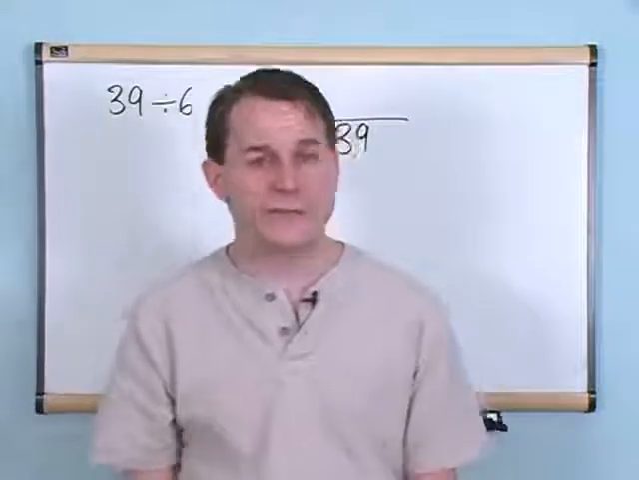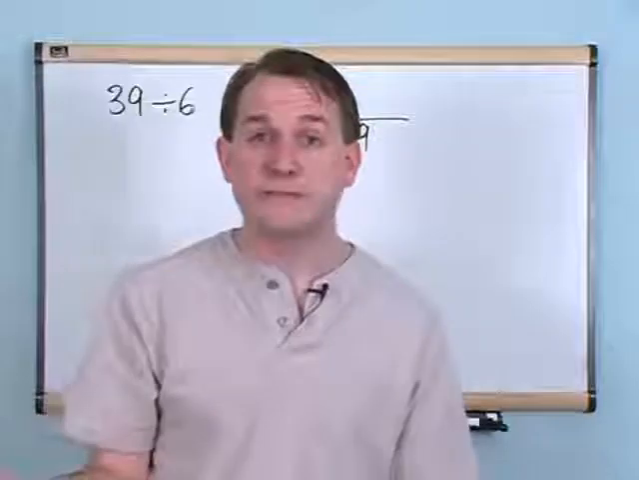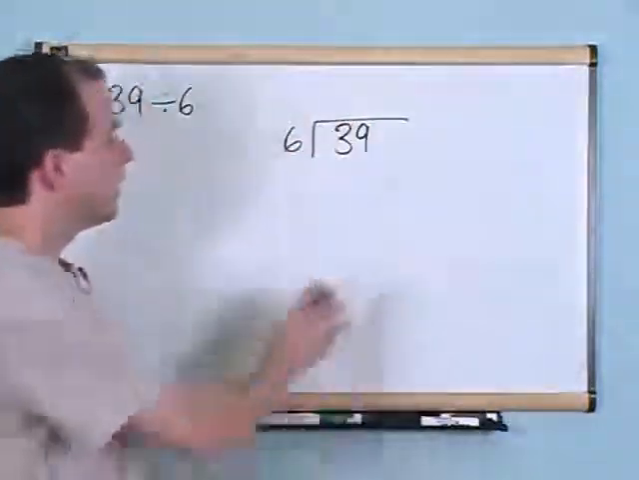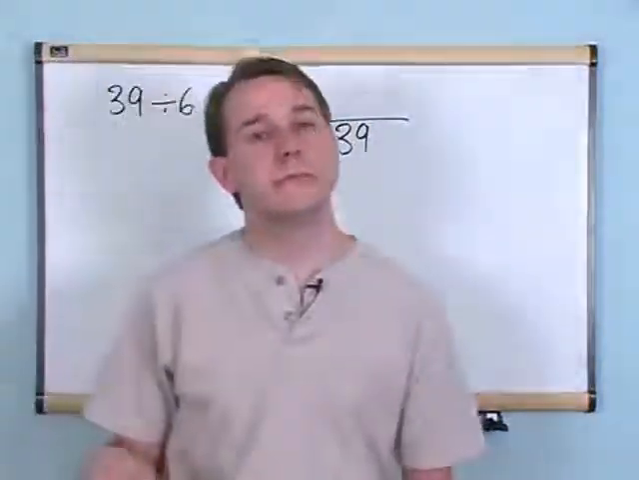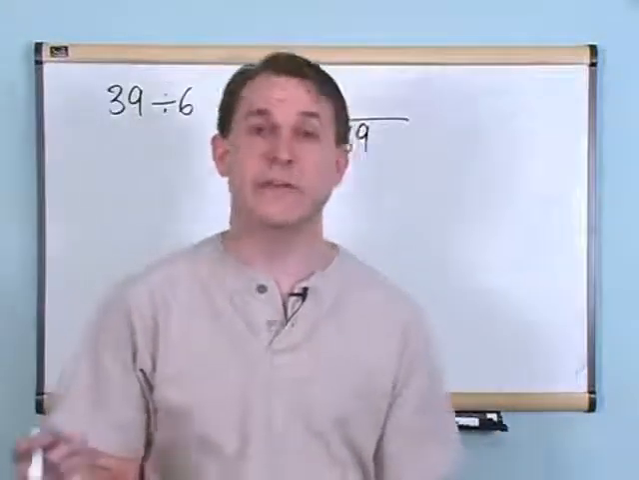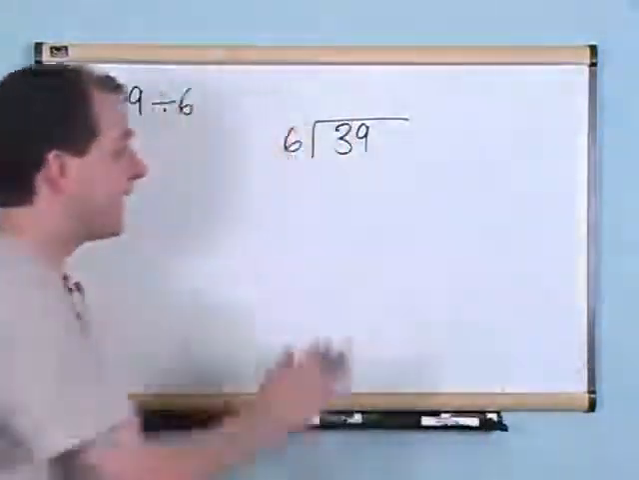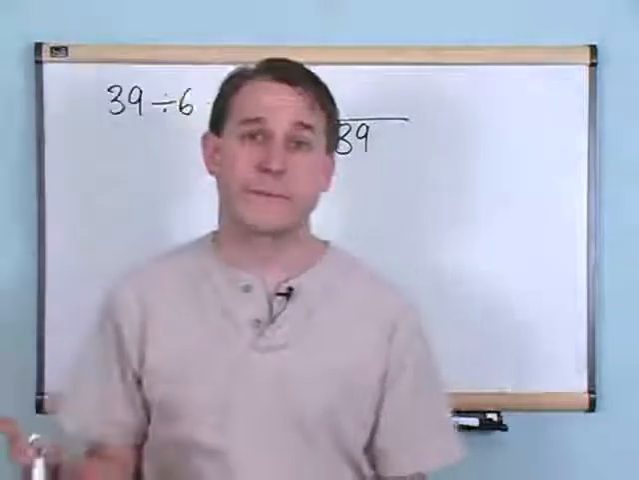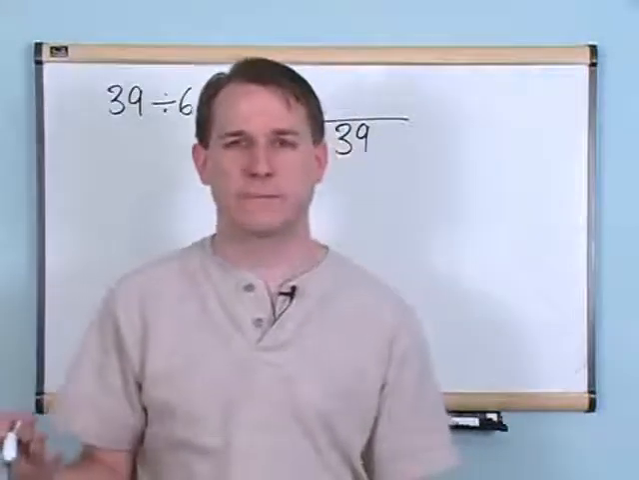6 times 5, let's just pick a number to start with. 6 times 5 would be 30. That's pretty close to 39, but let's see if we can get closer. 6 times 6 is going to give you 36. And that's even closer. So that's even better. But let's see if we can get closer.